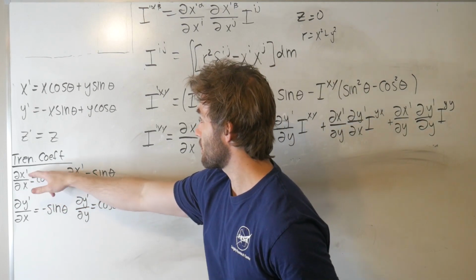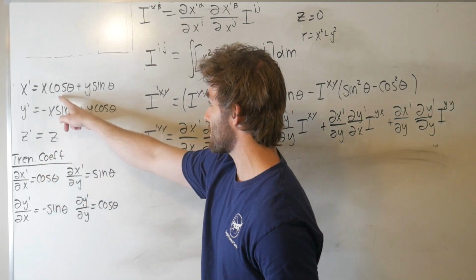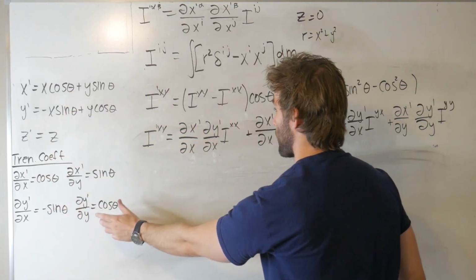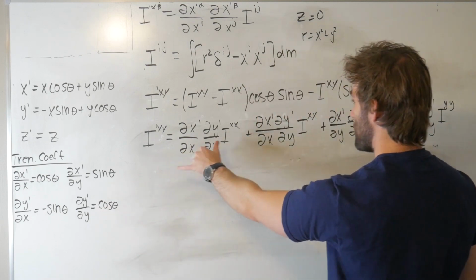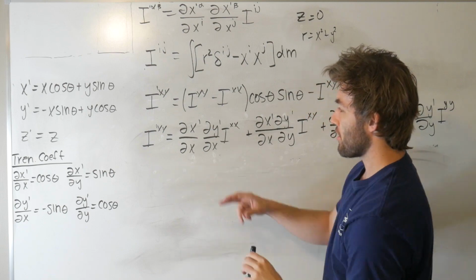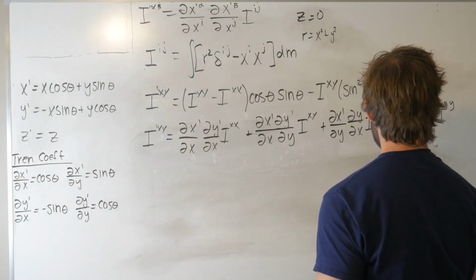I calculated them just by taking derivatives of this with respect to these variables. So dx prime dx gave us just this cosine theta, and so on. Now what we're going to do is substitute these coefficients into this long expression here, into this long equation here. So for example, this dx prime dx is actually just a cosine theta. So let's go ahead and do this.